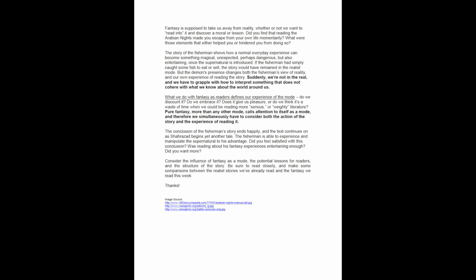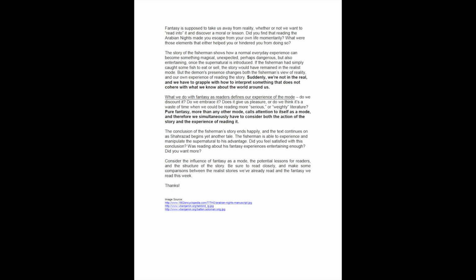If the fisherman had simply caught some fish to eat or sell, the story would have remained in the realist mode. But the demon's presence changes both the fisherman's view of reality and our own experience of reading the story. Suddenly, we're not in the real, and we have to grapple with how to interpret something that does not cohere with what we know about the world around us. What do we do with fantasy as readers when it defines our experience of the mode? Do we discount it? Do we embrace it? Does it give us pleasure, or do we think it's a waste of time when we could be reading something more serious or more weighty?